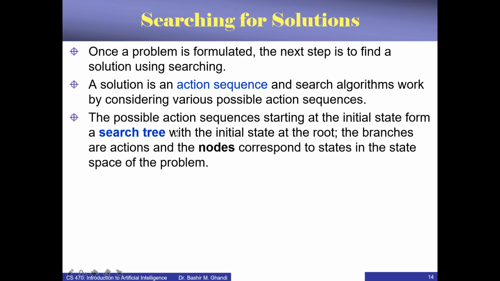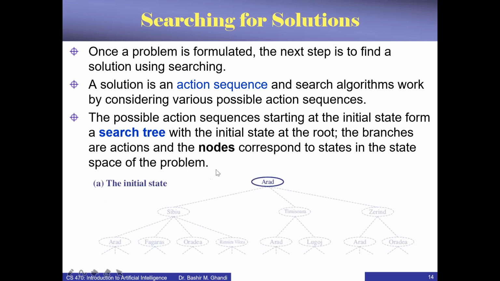The possible action sequences, starting at the initial state, form what we call a search tree, with the initial state as the root of that tree. The branches are actions that you can perform at each state, and the nodes correspond to the states in the state space for the particular problem. This is an example.